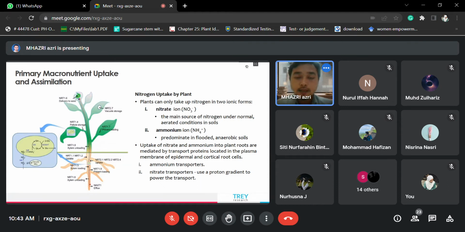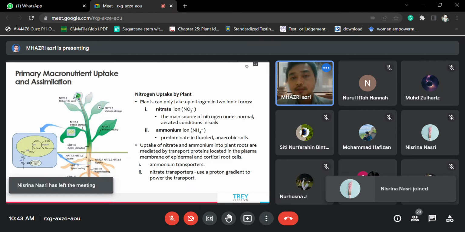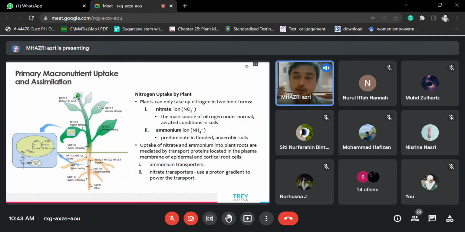For nitrates, there are nitrate transporters that exist in cell membranes. Okay, same goes to ammoniums. There are ammonium transporters that exist in plasma membranes of root cells. Because plants that live in aerated conditions take up nitrogens mainly in nitrate forms, the nitrate transporter in this type of plants will be higher compared to ammonium transporter.